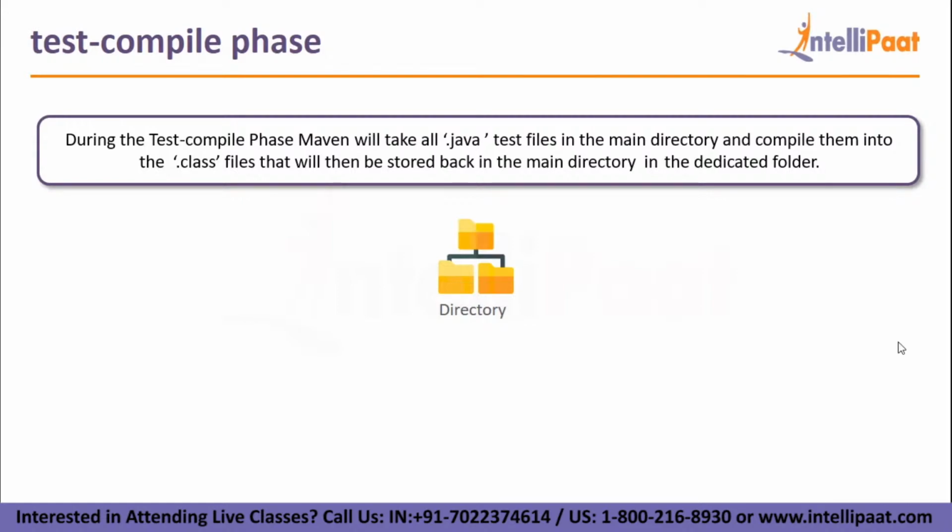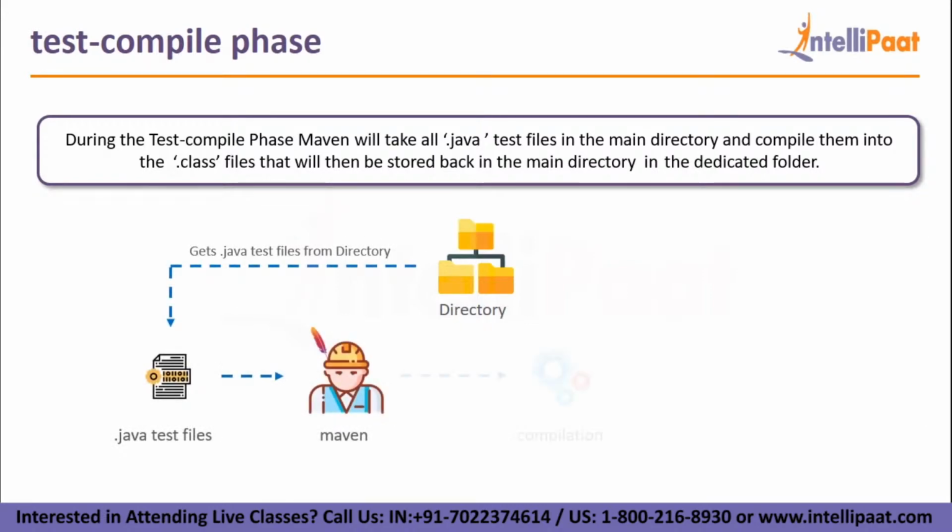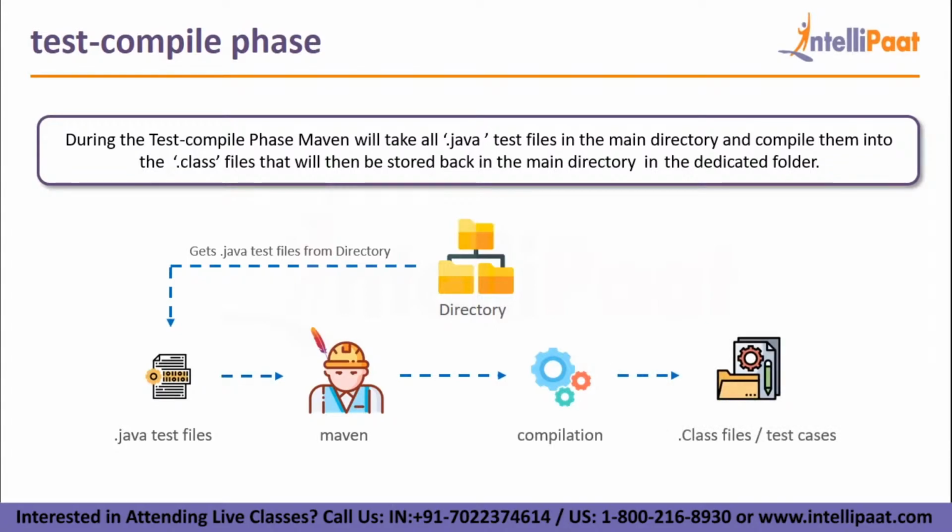Like I said before, what basically happens is Maven takes the .java files, in this case the test files, and then compiles them so that they can be converted from a language that is written in and understood by humans into language that can be understood by machines, or bytecode, and they are called .class files here.